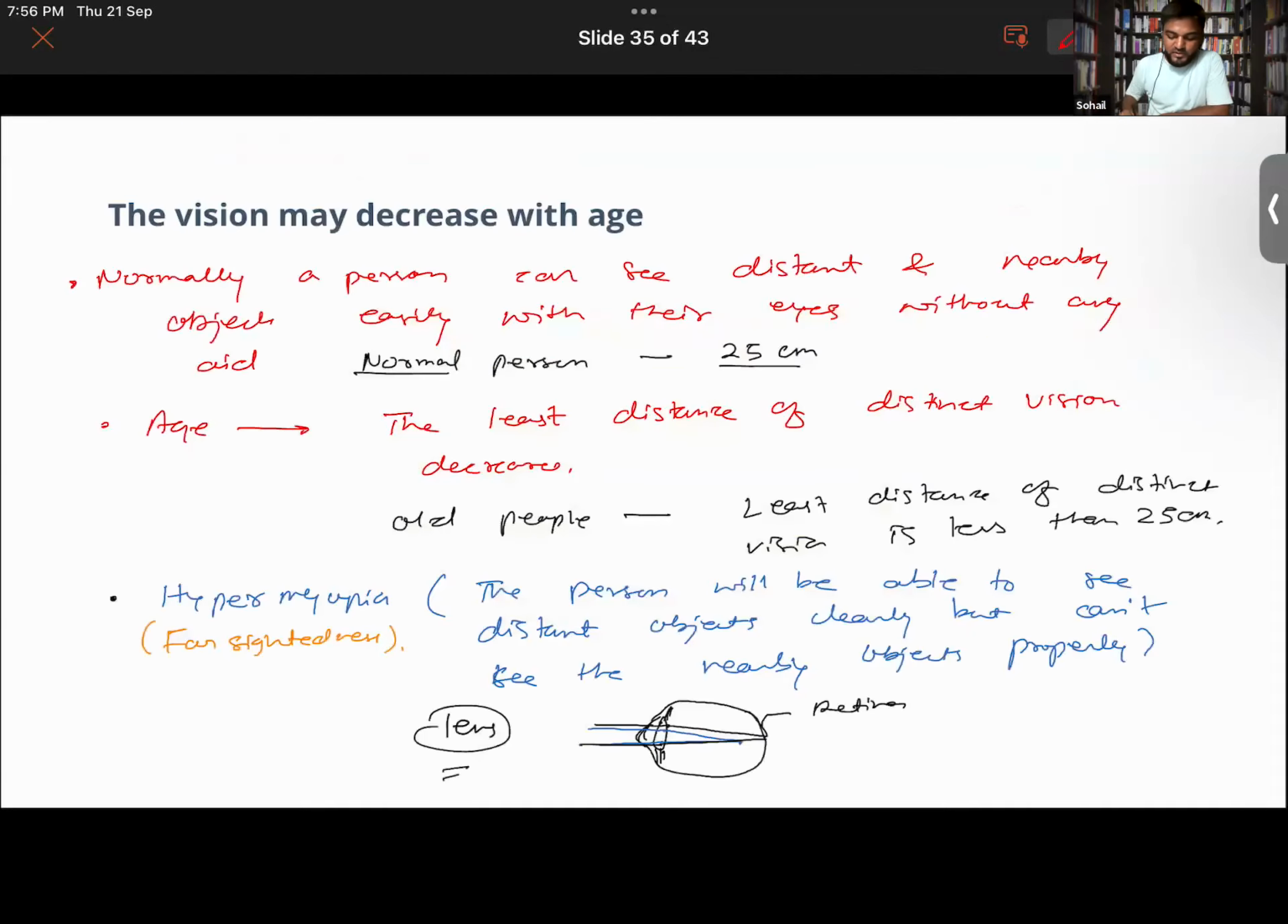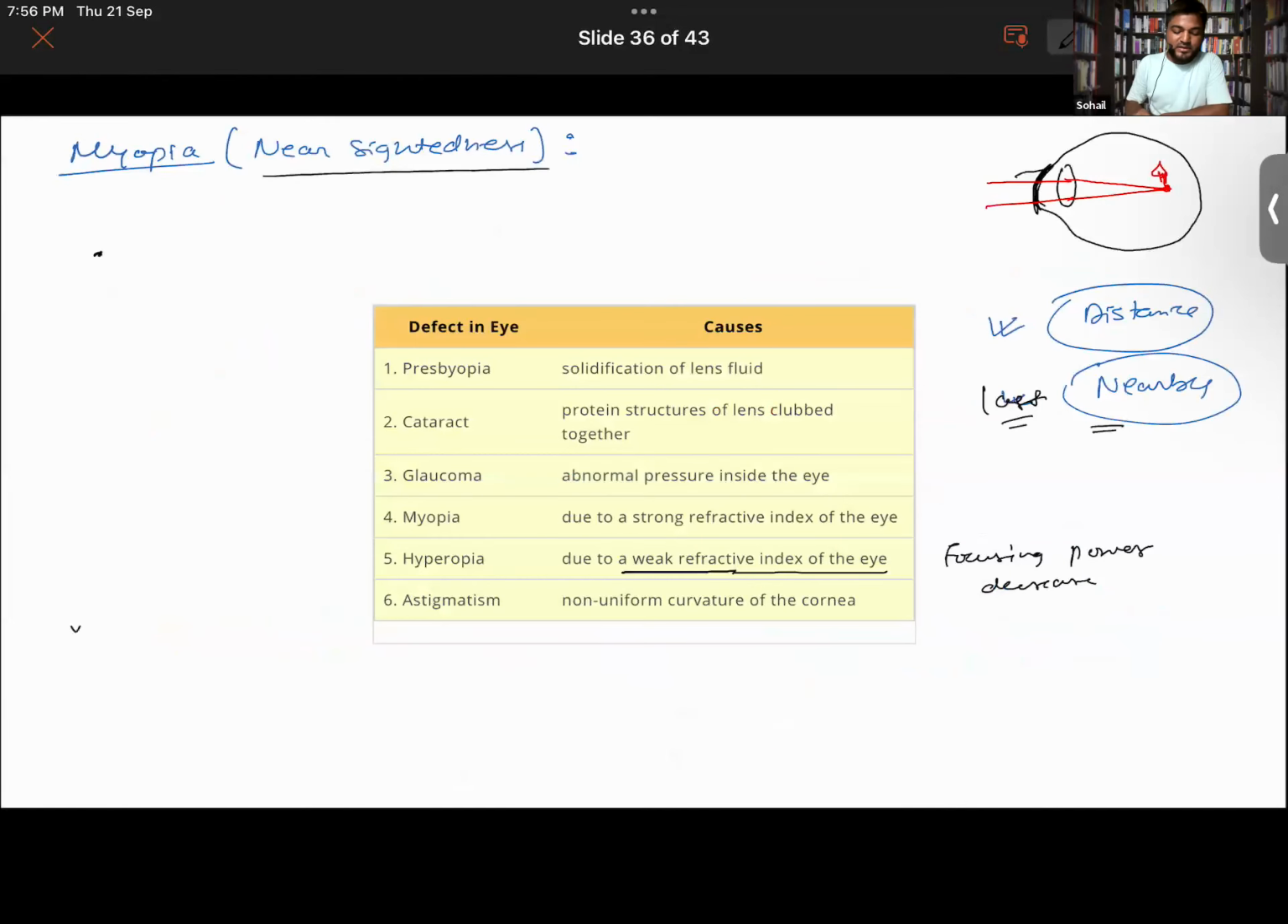So just to conclude, in this one the rays should be converging here because the power of the lens has decreased. Let me add one more point. In the case of hypermyopia, the power of the eye lens decreases. That's why the convergence of the rays occurs behind the retina. So in order to correct it, you need to use a lens of appropriate power. Obviously its power will be more than the eye lens, so that the convergence takes place at the retina. While in the case of nearsightedness, since the power of the lens is more here, the convergence is occurring just before the retina.